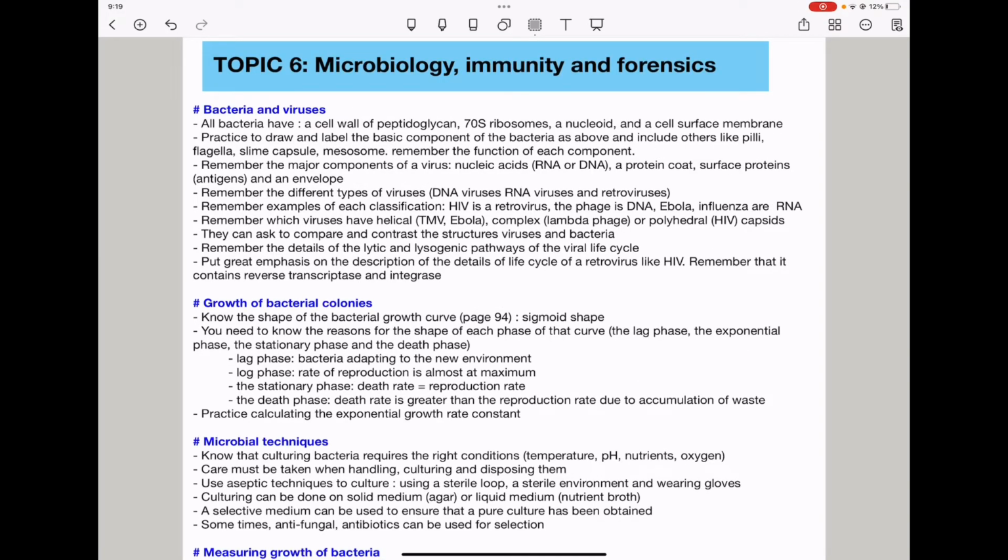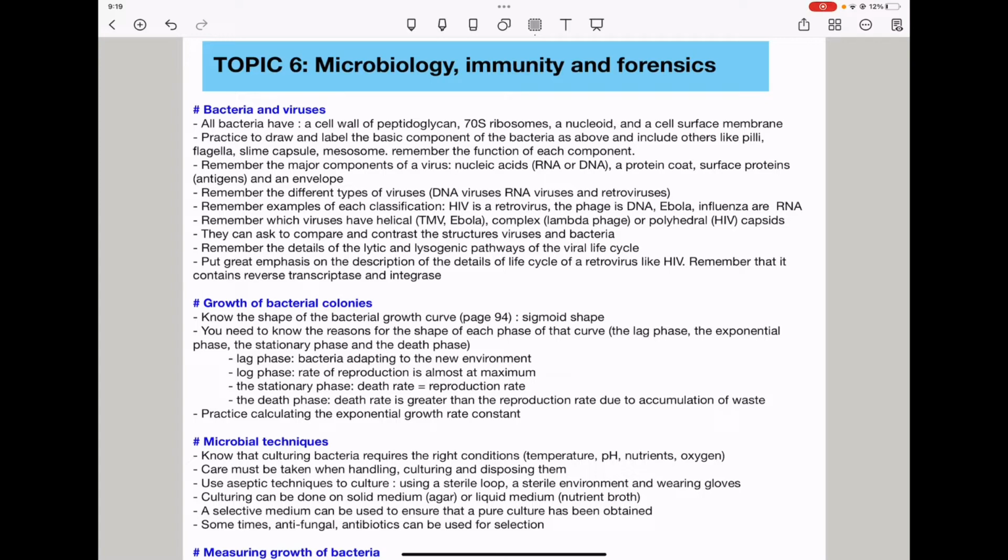Topic 6, Microbiology, Immunity and Forensics. Here we'll begin by looking at bacteria and viruses. Please remember that all bacteria have a cell wall made of peptidoglycan. They have 70S ribosomes and a nucleoid, as well as a cell surface membrane. Practice to draw and label basic components of a bacteria as above and include others like the pili, the flagella, the slime capsule, mesosome, and I recommend that you remember the functions of all these components.